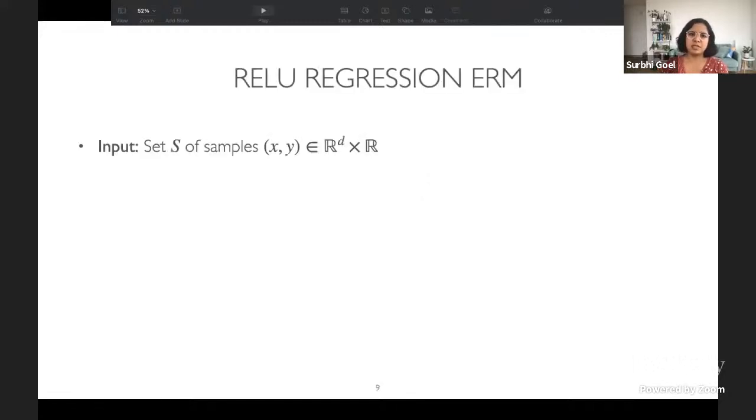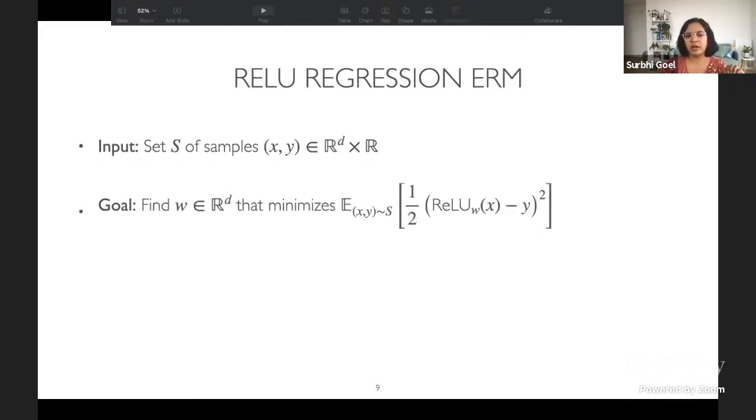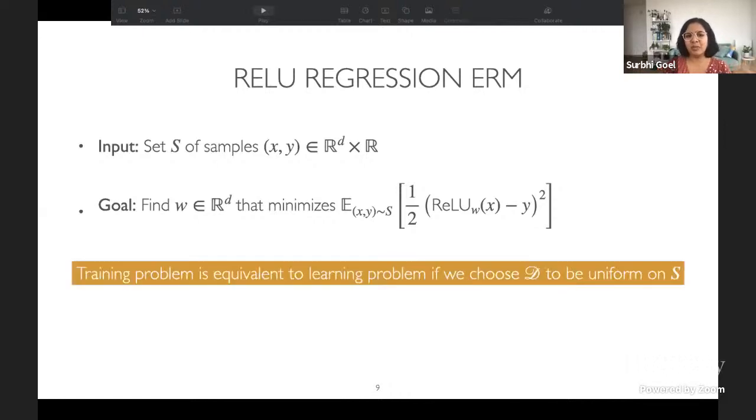So let's just redefine the problem for the setup. We're just going to consider the set S of samples that we're given. And our goal will again be to minimize the squared loss, but now we're just minimizing the training loss. So it's just like samples drawn from this training set. Now the training problem is equivalent to the learning problem if we choose D to be uniform on S. So we're just going to focus on the training problem. We'll show hardness for this training problem, in fact.